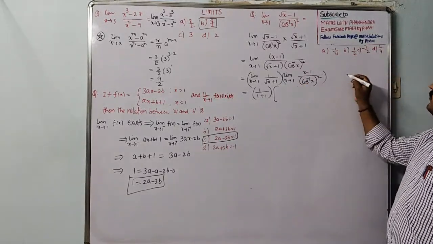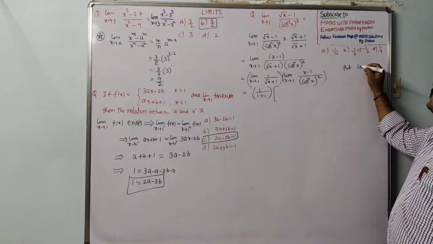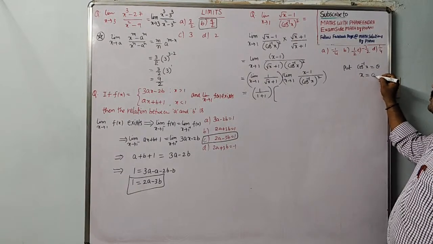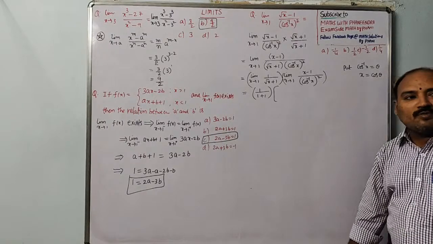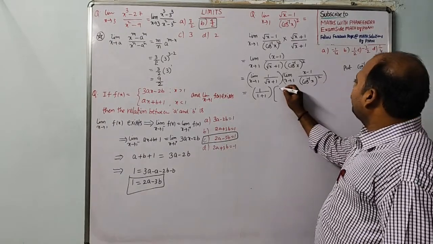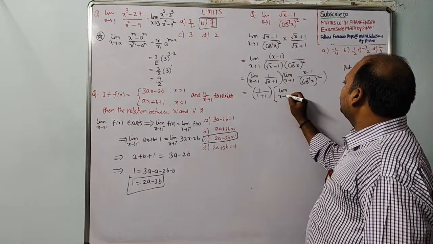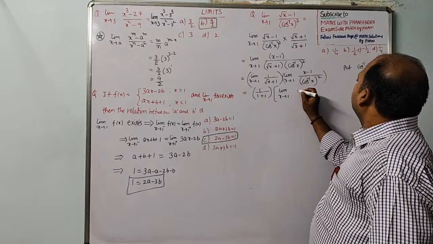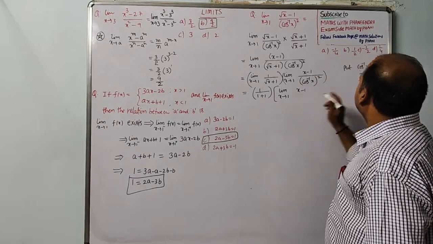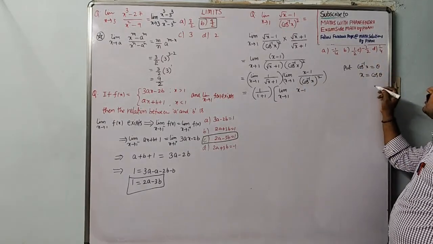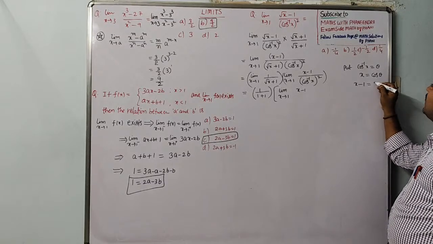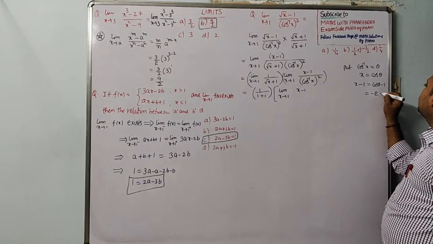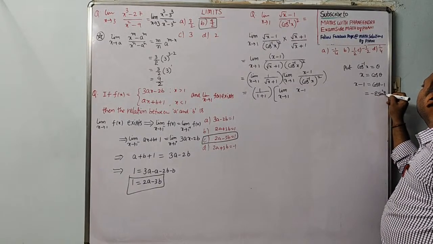And from here, put cos inverse x is equal to some theta. So what comes here? X is equal to cos theta will come. Are you all with me, dear students? So now limit x tends to 1, x minus 1, sorry, x is equal to cos theta, no? So x minus 1, what value will come? Cos theta minus 1. So that is equal to minus 2 sin square theta by 2 will come.